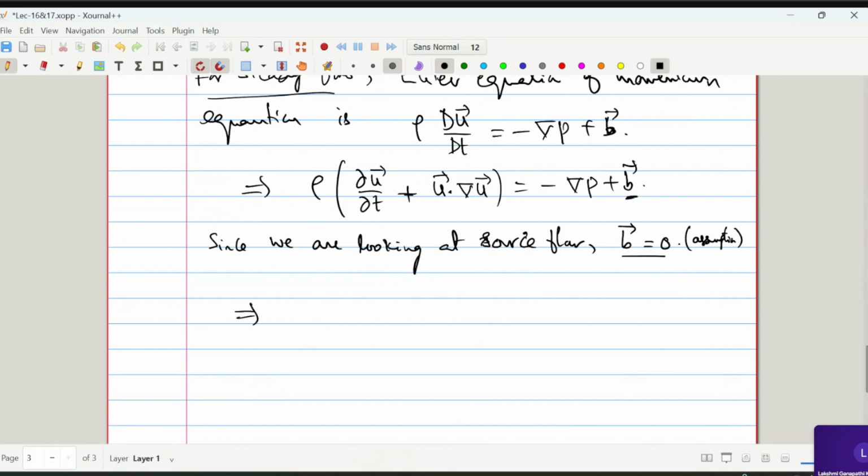So you see this one, ∂u/∂t. Anyway, steady state, right? So for steady state, this is equal to 0. So you will get rho into u dot del u, or u dot del u, right? This is what you have to write. So this is equal to minus del p, since we are considering only steady flow.